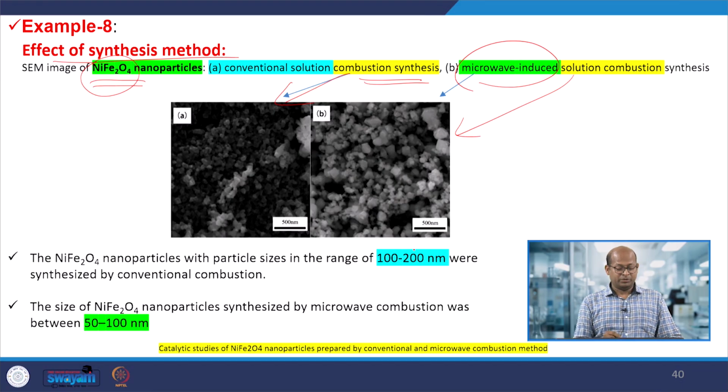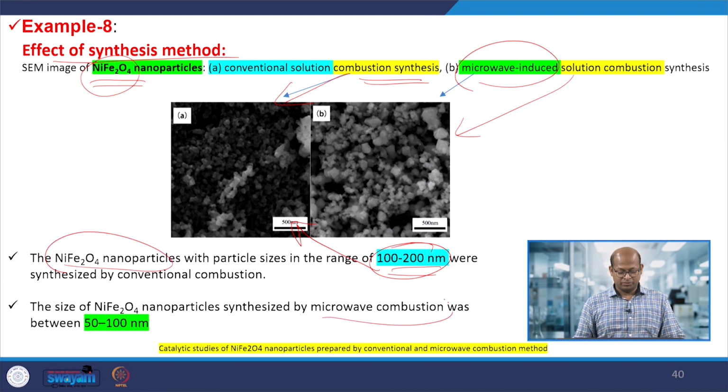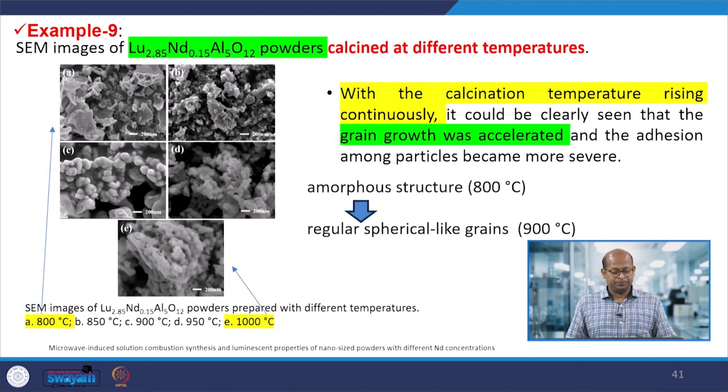So here it has been observed that with conventional methods we are getting 100 to 200 nanometers nanoparticle size, and when microwave assisted combustion methods are used, relatively smaller nanoparticles, 50 to 100 nanometers, are obtained. So that is also a very important method of synthesis. Calcination temperature is also different.